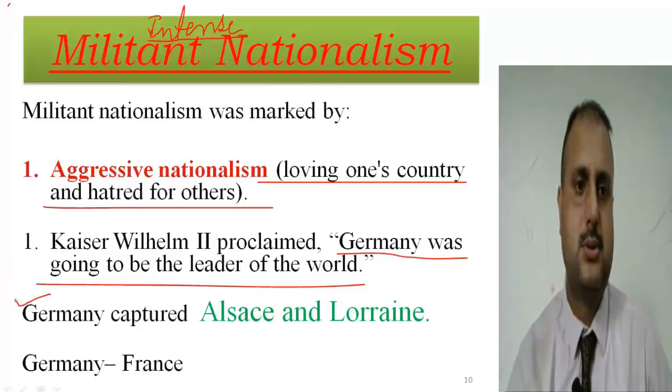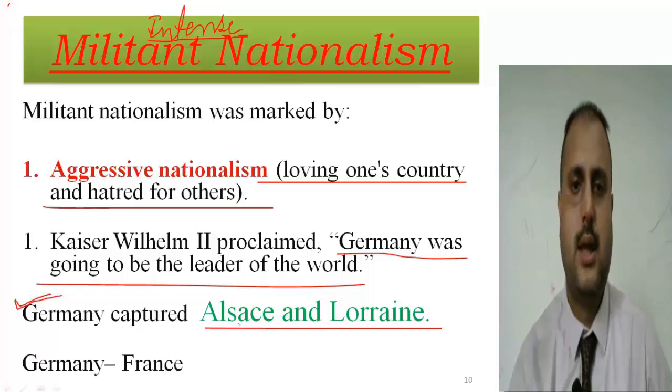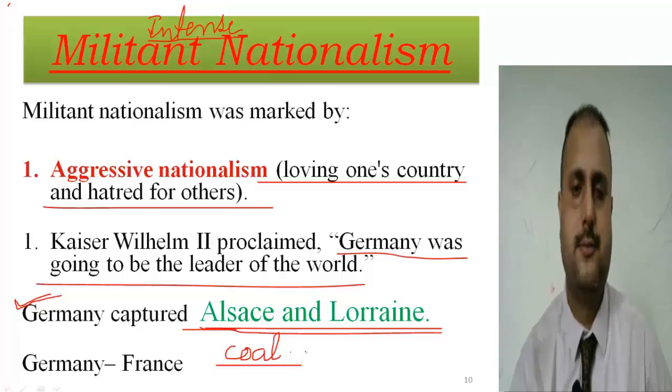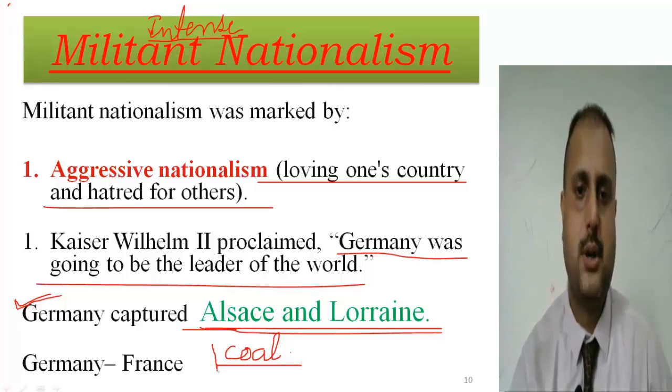So following his dream, he captured Alsace-Lorraine. Alsace-Lorraine was an area in between France and Germany. The area of Alsace-Lorraine was rich in coal. It was a coal mine. So this area was very rich in coal reserves. He wanted to capture this area so that he could control the whole coal mines.